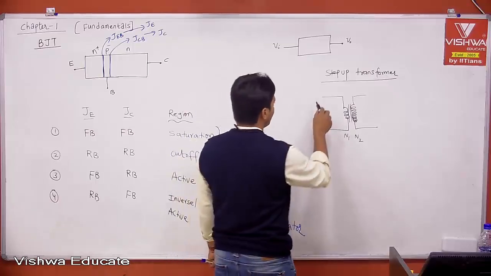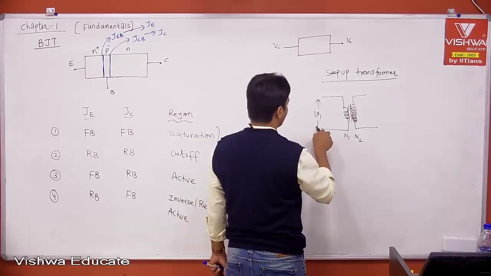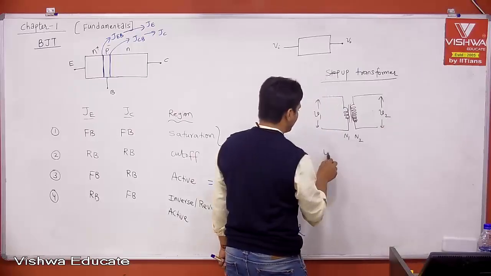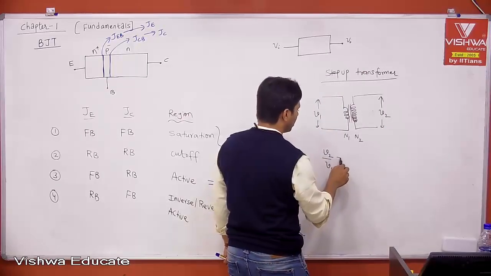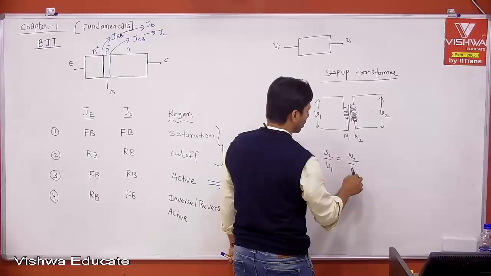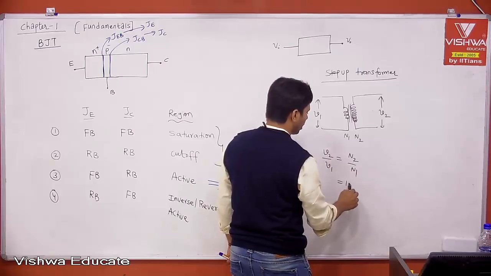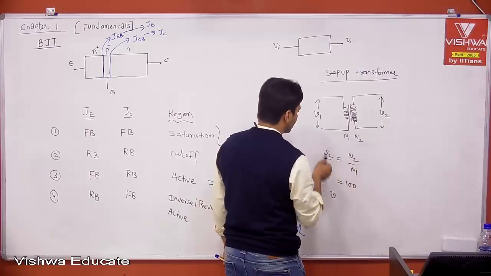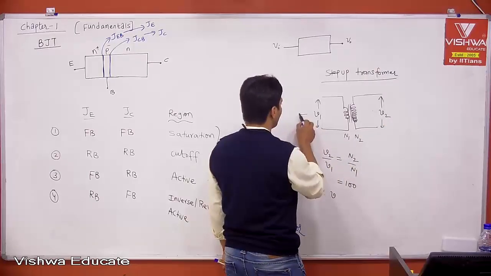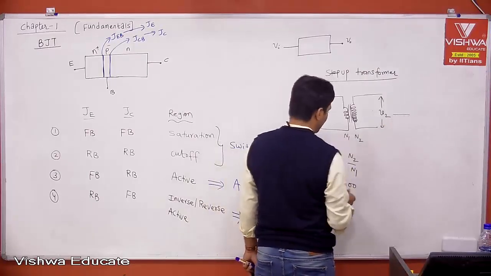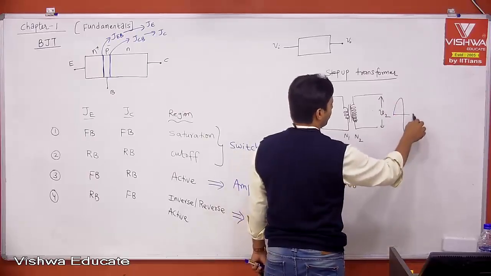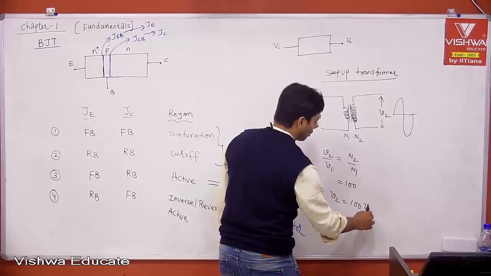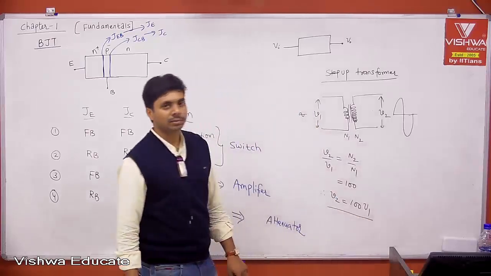Let us say I am applying the AC signal V1 and I am getting the output voltage V2. Now tell me what is V2 by V1? V2 by V1 is equal to N2 divided by N1. Let us say N2 by N1 is equal to 100. This is the output voltage and this is the input voltage. The signal you want to amplify, you will get 100 times your input signal. Therefore V2 is equal to 100 times V1. Is it not voltage amplification?